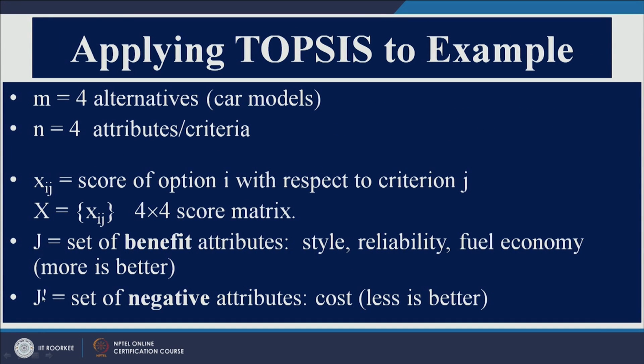And let us say Z dash is the set of negative attributes, right. So, you want something to be less and less. So, you would definitely like cost to be less and less, right. So, this is how you can have a 4 by 4 matrix.